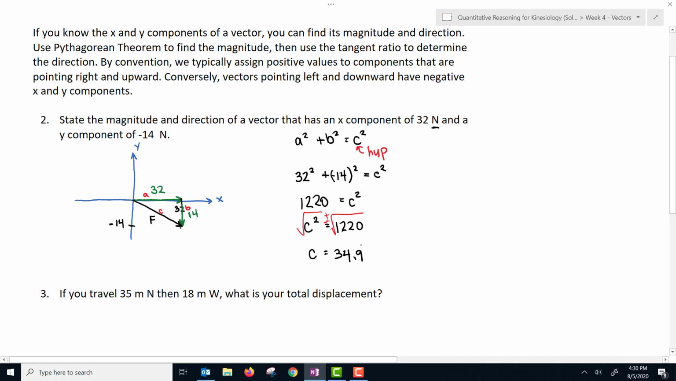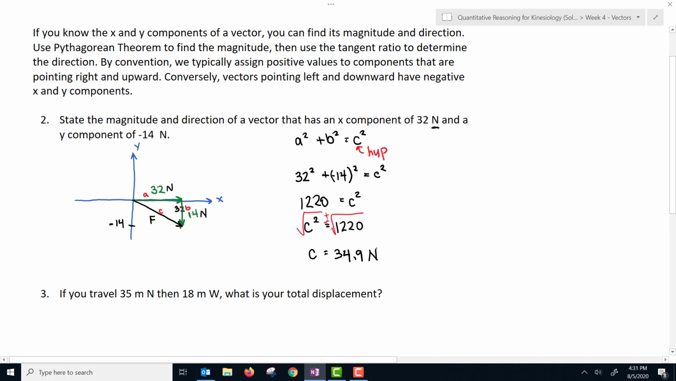34.9. The number after the 9 on my calculator is a 2, so I'm not going to round the 34.9 up to 35.0. I'm going to leave it as 34.9 because the 2 is less than 5. All right, so now we know our C is 34.9. If we want to think about units, we have 32 newtons was the x component, negative 14 newtons was the y component, and now my hypotenuse would then be in newtons.